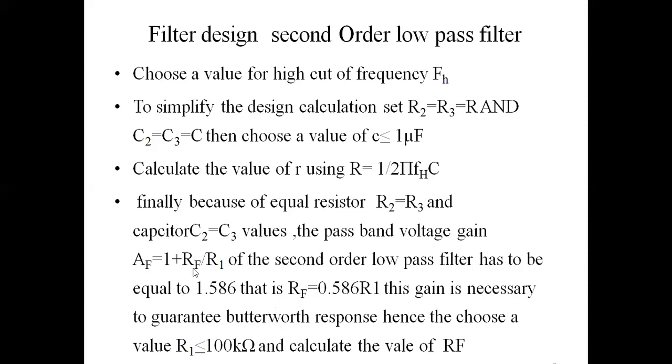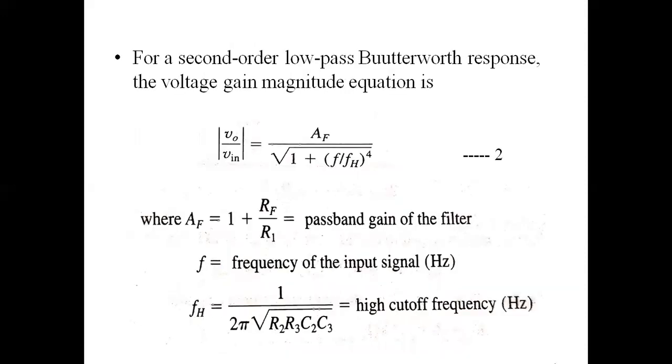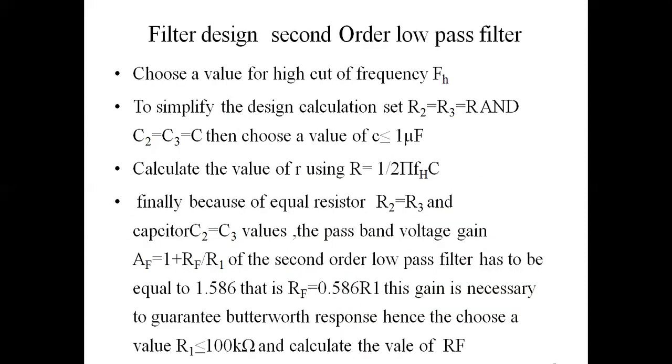Hence, choose the value of resistor R1 to be less than or equal to 100 kilo ohm, and calculate the value of the feedback resistor RF. Okay, this is the design procedure for the second order low pass filter. In this way we can design it, and we also have the voltage gain magnitude equation for the second order Butterworth filter. This is all regarding the second order low pass filter.